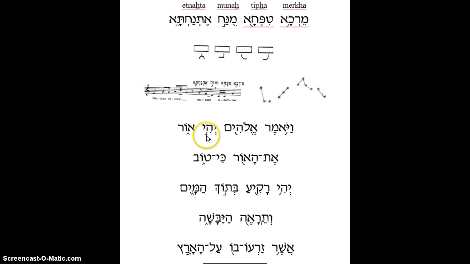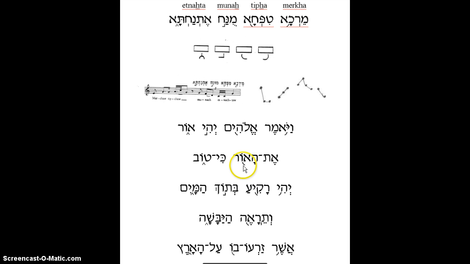Yehi. Once again, here's the trope. So we need to make the accent on the he. And it's Yehi. And then Etnachta, sometimes we have to chop off the notes. We've got a lot of syllables for Etnachta. There's three, but we've only got one syllable for or. So it would just be or. The whole thing together. Vayomer Elohim Yehi Or.